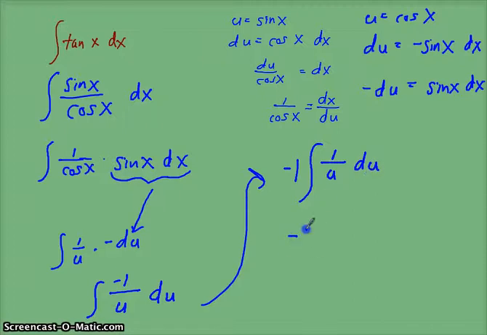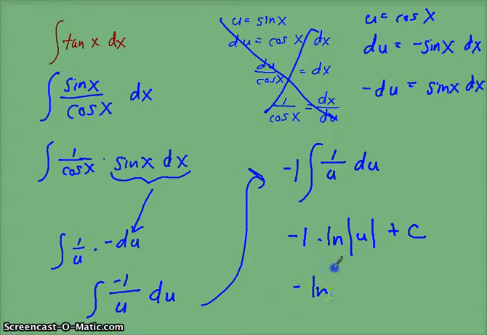Hey, and that should look familiar, right? To integrate 1 over u, that's the natural log of the absolute value of u plus c. Okay? This one we didn't want. All right, well, what's my u? All right, negative natural log of cosine of x plus c.